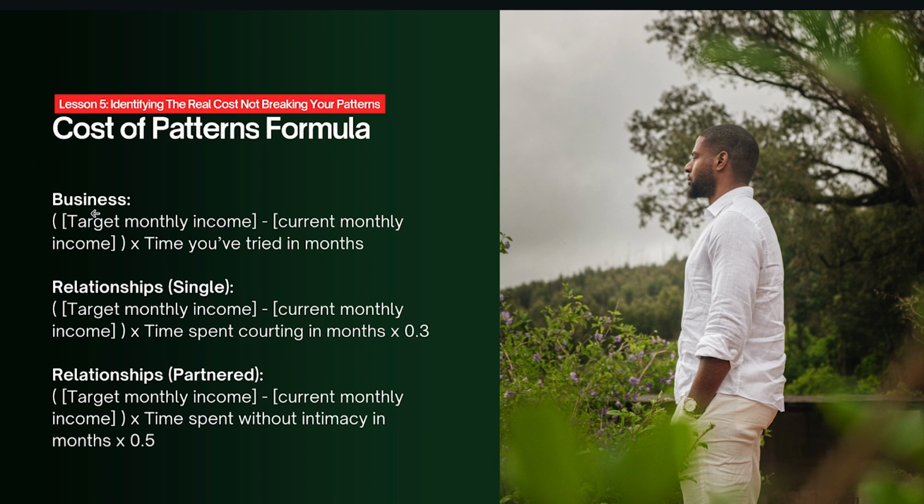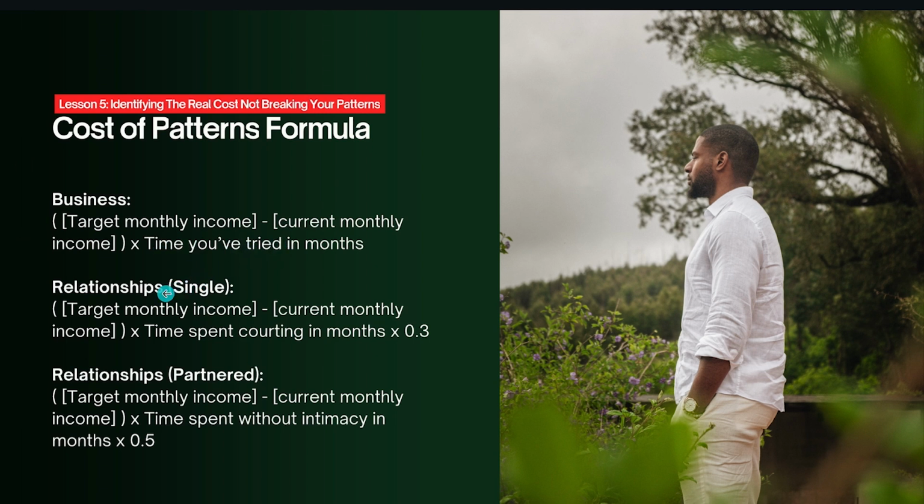So there are a few formulas here that you need. There's business, and relationship for if you're single or whether you're partnered. And we're going to use these two examples, even though the patterns can apply to any area of your life, but these are typically the most important ones. Apply it as you see fit. So for business, we want to take your target monthly income minus the current monthly income you're at, times the time you've tried to get to that target income level in months.